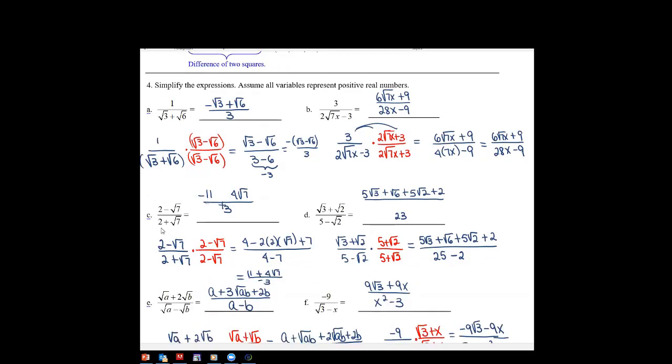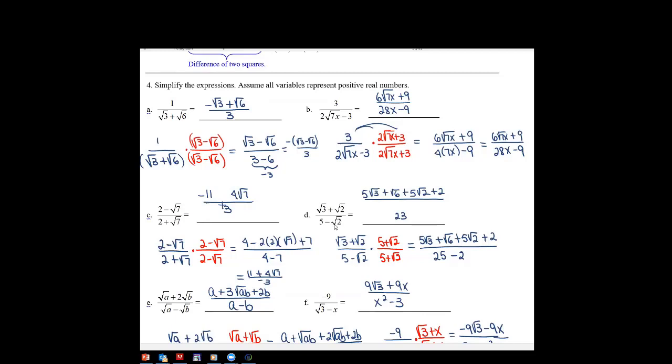Next example, I have 2 minus radical 7. I can multiply the top and bottom of the fraction by its conjugate, which is 2 plus radical 7. 2 plus radical 7 is the conjugate of 2 minus radical 7. So the difference of squares would be 2 squared, which is 4, minus radical 7 squared, which is 7. I eliminate the radical. The top, I just multiply term by term and combine like terms, and whatever I get would be at the top of the fraction.